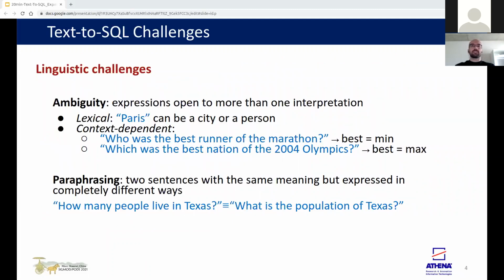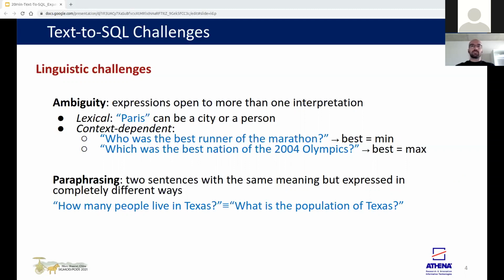More specifically, linguistic challenges may include ambiguity, where an expression is open to more than one interpretation. For example, a case of lexical ambiguity is the word Paris that can refer either to a city or a person. The meaning of a word can also change based on the context of a sentence. For instance, when asking about the best runner, we want the one with the minimum time, but for the best nation in the Olympics, we want the one with the most medals.